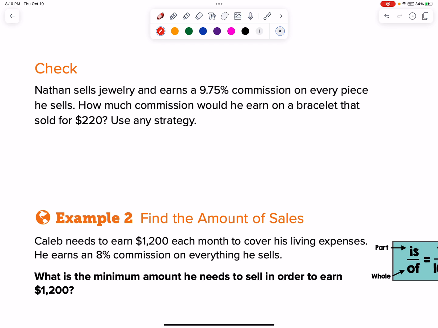Nathan sells jewelry and earns a commission. That's the percent commission on every piece.